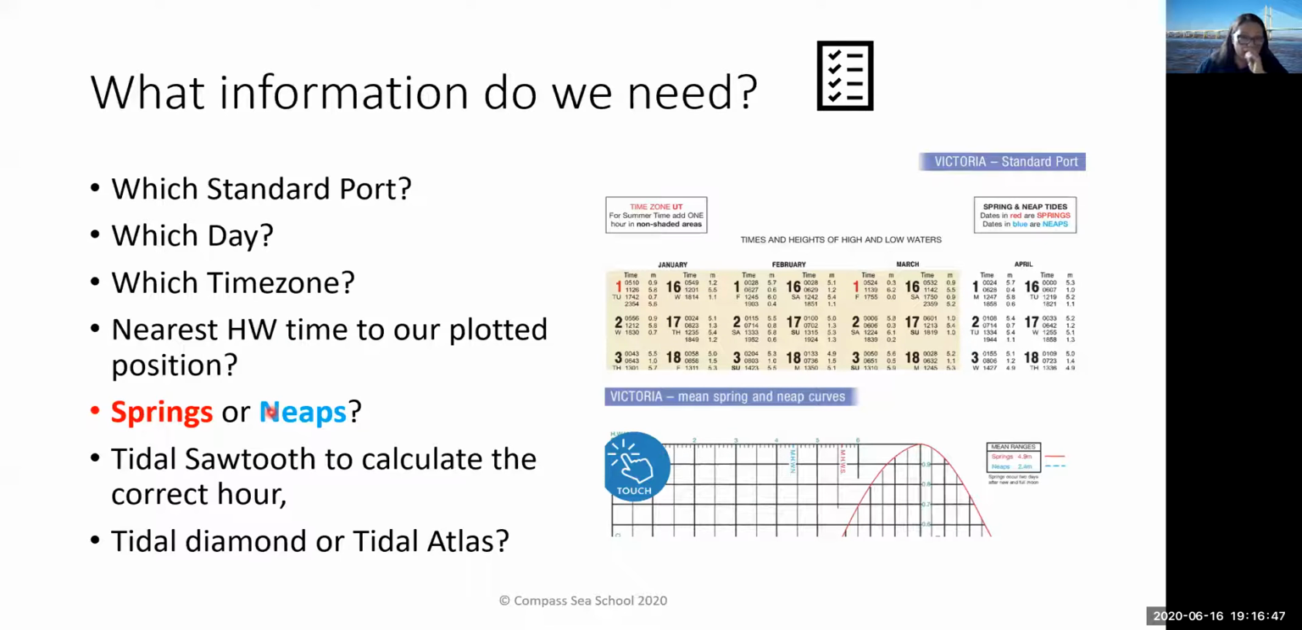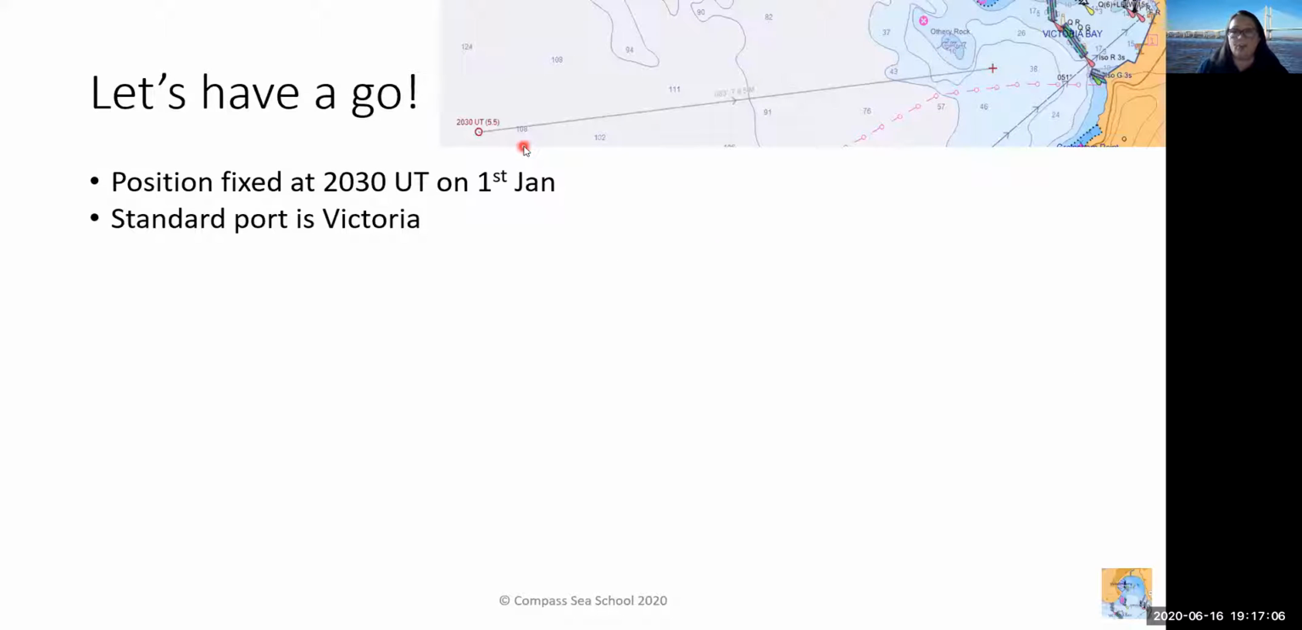Then we need to calculate our tidal sawtooth to make sure that we get the correct hour, and then get our information from the tidal diamond or the tidal atlas. That sounds like quite a lot of information, but what I'm going to show you is a couple of examples where it's all on one page. The way I teach it is to draw it all on one whiteboard. Okay, so example number one, let's have a go.